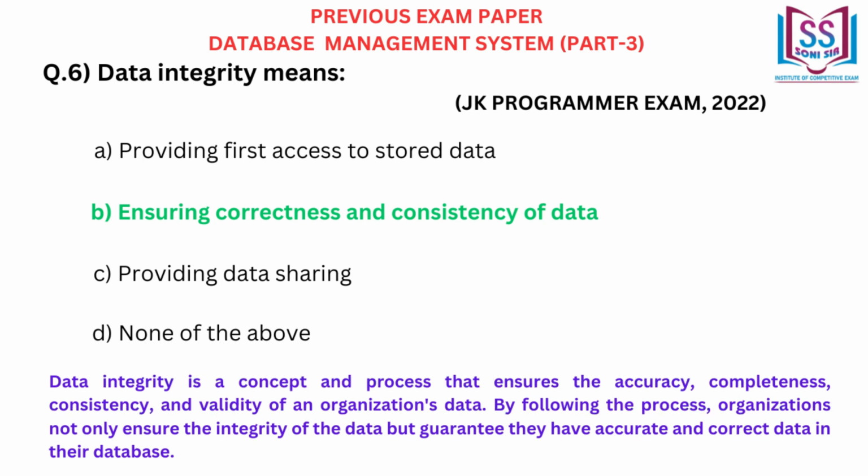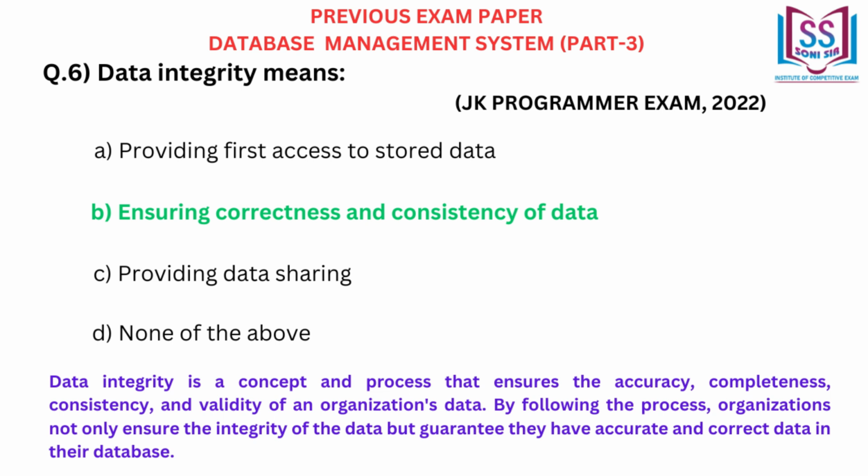Data integrity is a concept and process that ensures the accuracy, completeness, consistency, and validity of an organization's data. By following the process, organizations not only ensure the integrity of the data but guarantee they have accurate and correct data in their database.